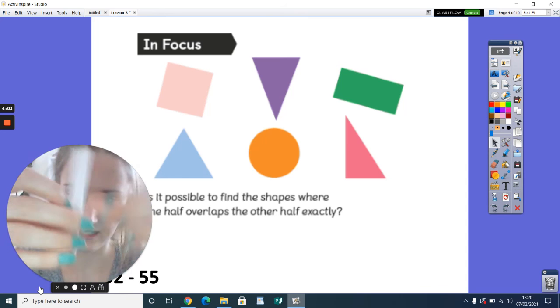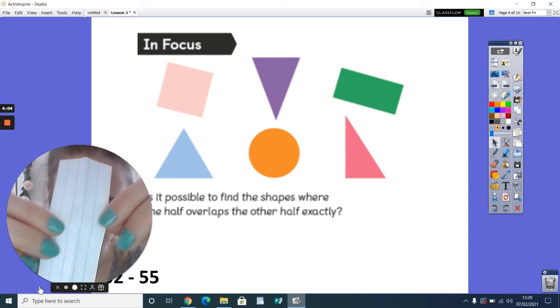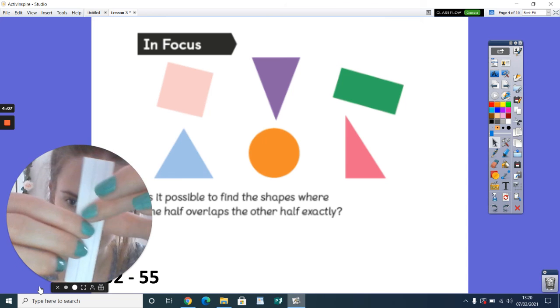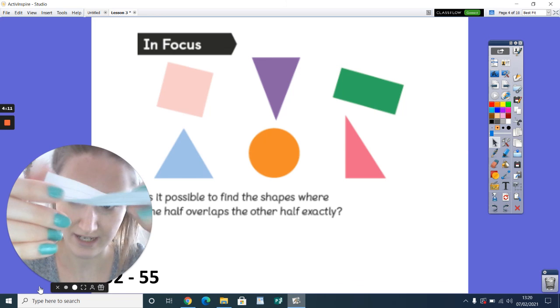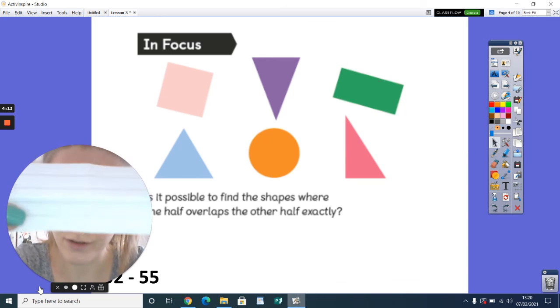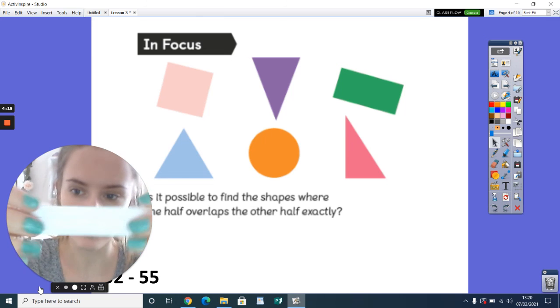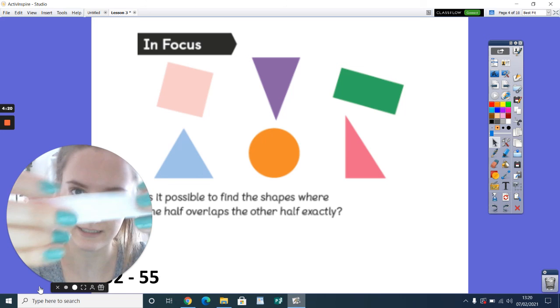Okay, and we can see that that half folds over that half exactly. So now the line across is also a line of symmetry. It's got 2 lines of symmetry, this rectangle.